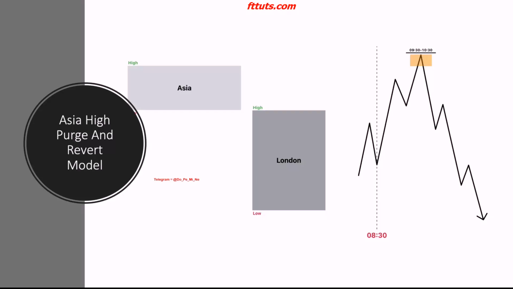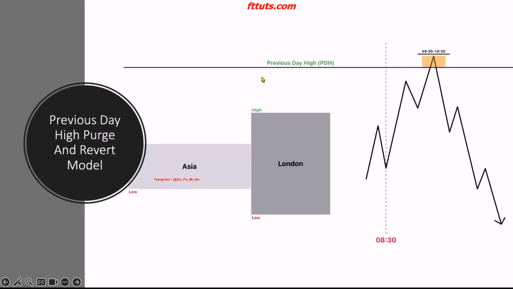So let us take a look at the next schematic. The next schematic is a previous day high purge and revert model. This model occurs when we see that Asia was a consolidation, London takes out both sides of Asia, and we then see that around 8:30 the market begins to reprice higher towards previous day high.